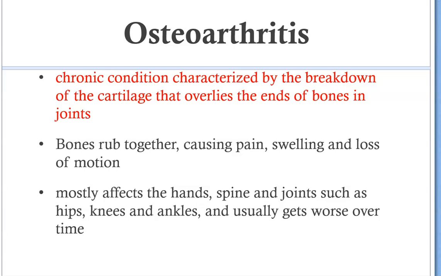So this is really kind of more age related. I guess some people get osteoarthritis quicker than others. And so we're going to see this mainly in your hands, your spine, your hips, your knees, your ankles, where you use them a lot. So that's osteoarthritis, a chronic condition characterized by the breakdown of that cartilage.